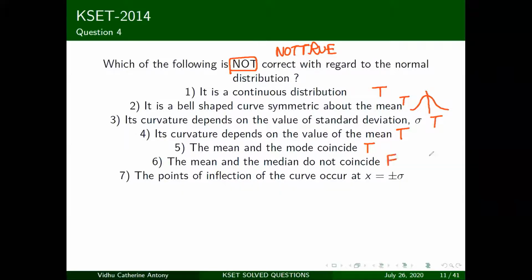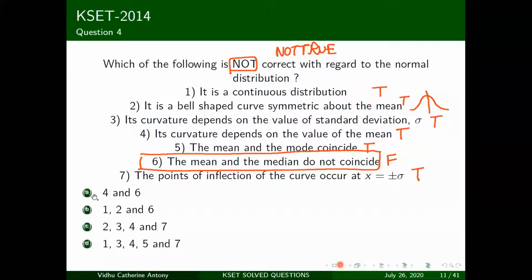Okay, this is false. The points of inflection of the curve are at x equal to plus or minus sigma. Okay, so it occurs at about x equal to plus or minus sigma, which is also true. So you realize there's just one thing that's not true here. Now I think this question wasn't challenged.